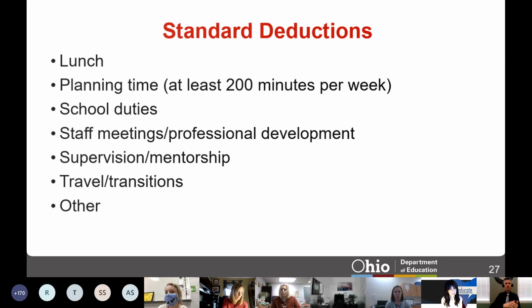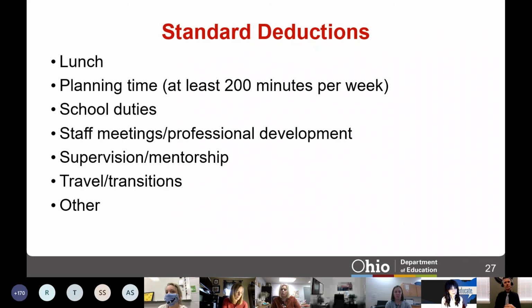Maybe it's bus duty, for instance. That could be another thing. Here are some of the things that I teased out for the standard deductions. These would be things that I would subtract from my overall time. These would be things that would prevent me from seeing students. These are the things that have to get done and prevent me from getting paperwork done, for instance.